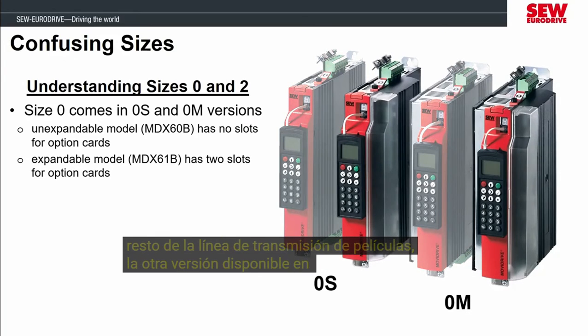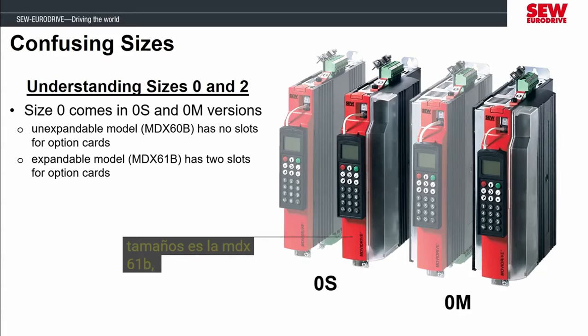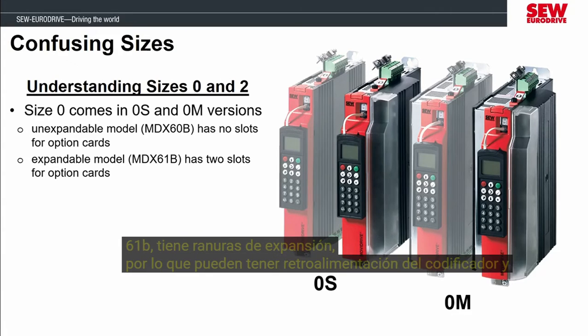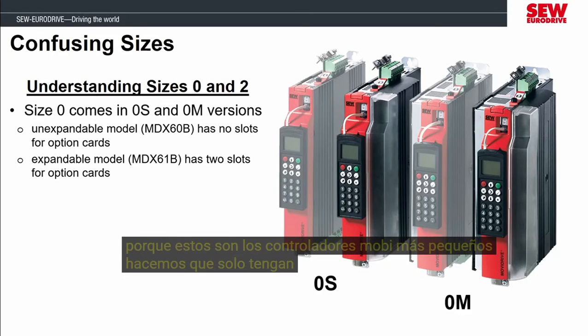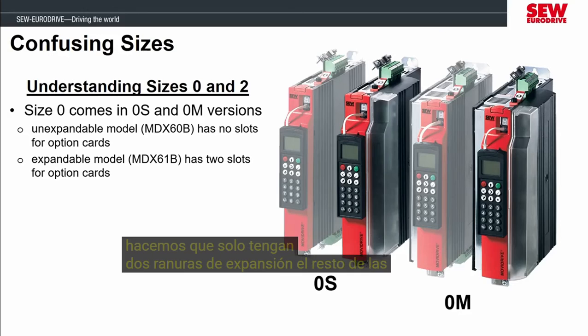The other version available in these sizes is the MDX61B. This does have expansion slots, so these can have encoder feedback and other options as well. Because these are the smallest MOVIDRIVEs we make, they only have 2 expansion slots. The rest of the MOVIDRIVEs all have 3 expansion slots.